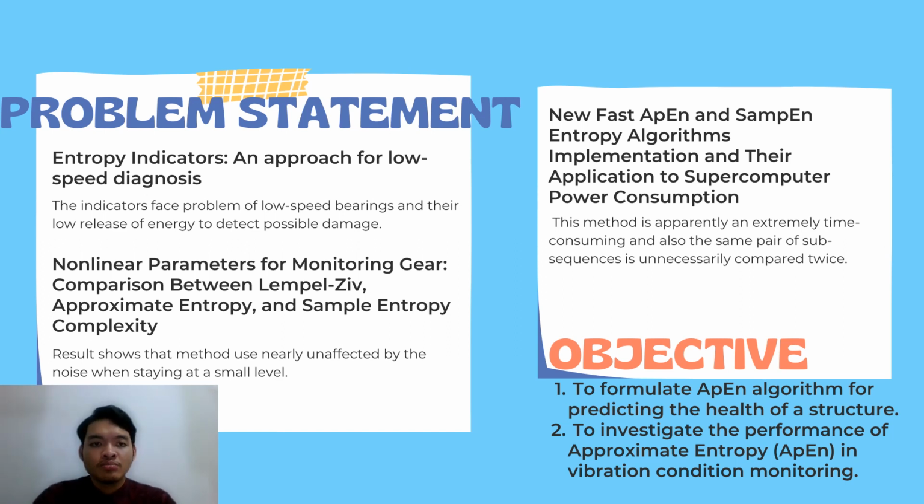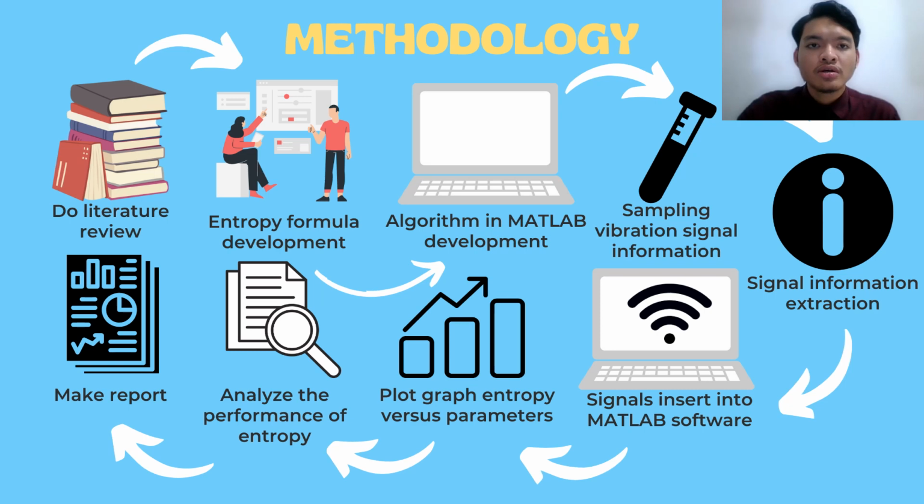So based on the problem statement mentioned above, the objective for my final year project is to formulate ApEn algorithm for predicting the health of a structure, and the second objective is to investigate the performance of approximate entropy ApEn in vibration condition monitoring. In this slide, it shows the methodology or steps that I need to take during my final year project progress. So the first step I need to do is to do literature review.